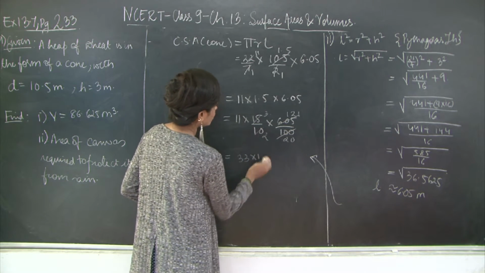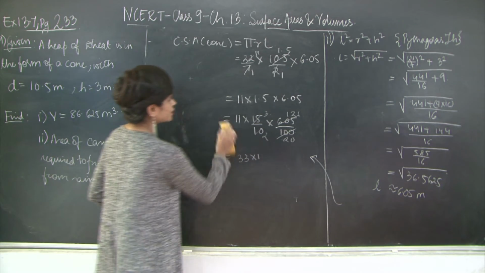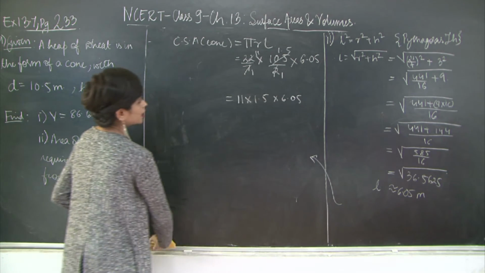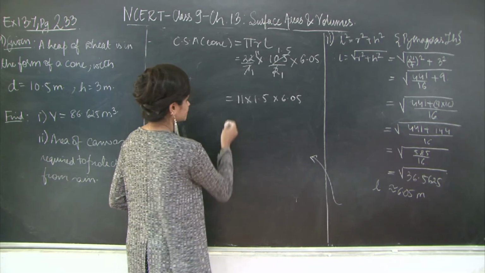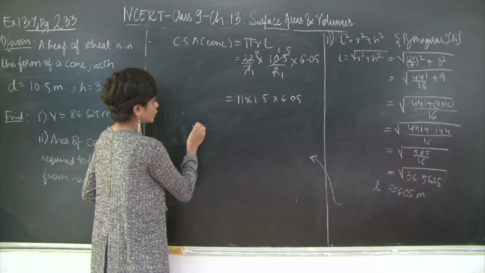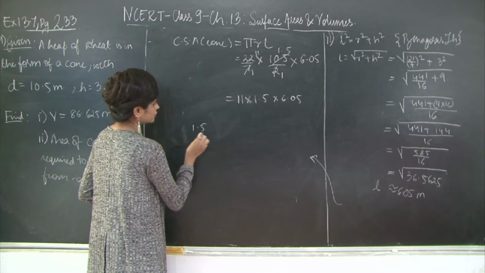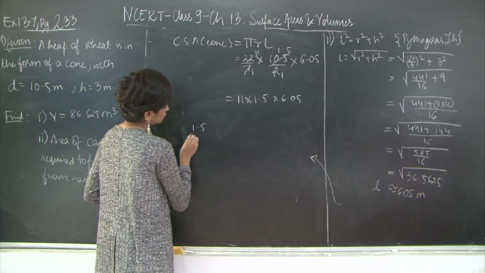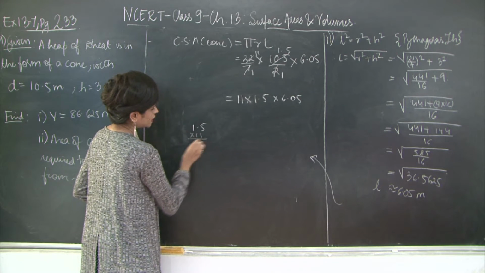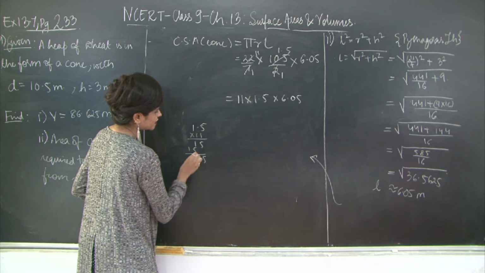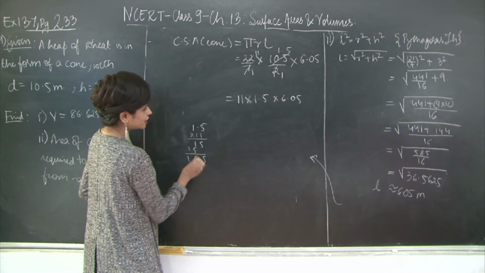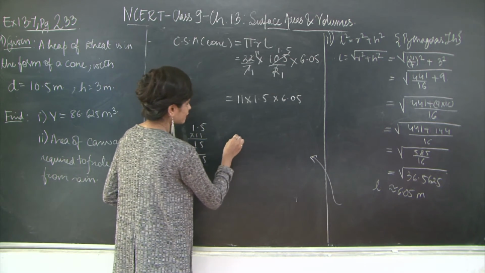Or we can just simply do this calculation out here itself. No need to do this. 11 into 15. So 1.5 into 11 will give you 16.5. So 16.5 into 6.05.